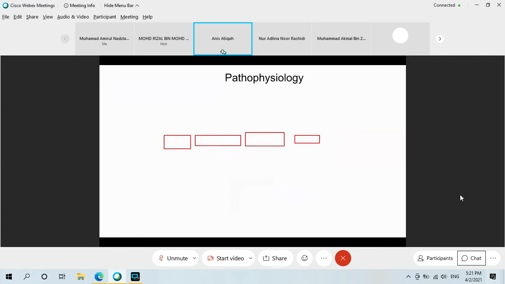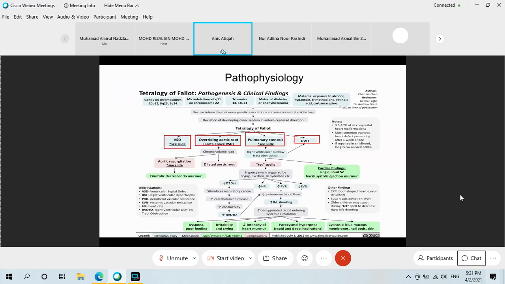Okay, for the pathophysiology, as I mentioned just now, there is a variety of causes that affect the gestation period. It will cause abnormal development because of gene defects, microdeletions, trisomies, because of maternal exposure to alcohol, and so on. So for the pathophysiology, this is a bit complicated. I will just explain verbally.